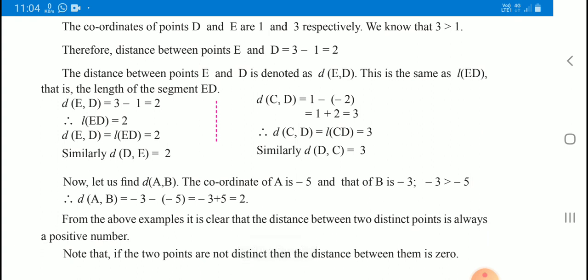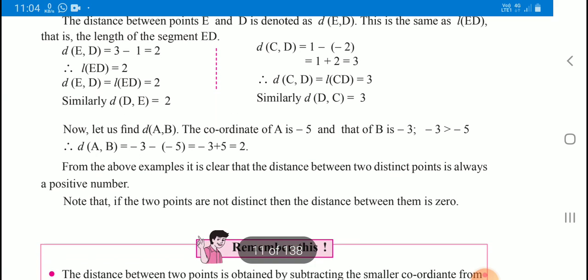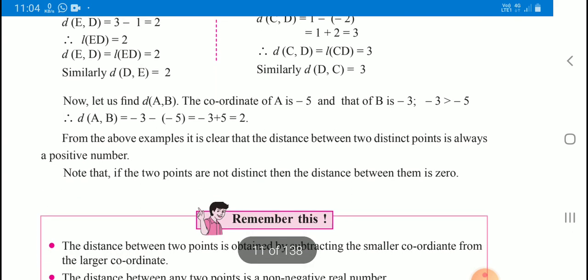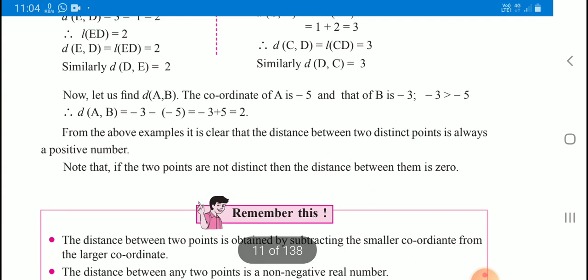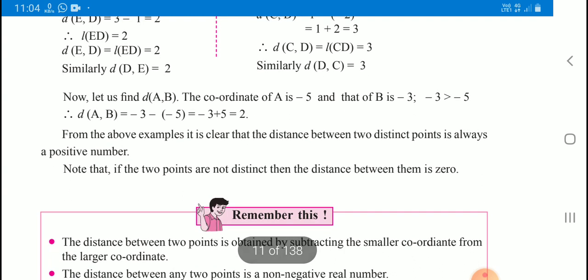Now let us find distance AB. The coordinate of A is negative 5 and that of B is negative 3. I explained to you that negative 3 is greater than negative 5. So the distance between the points A and B is equal to 2. From the above examples, it is clear that the distance between two distinct points is always a positive number. Keep in mind, the distance between any 2 points will always come as a positive number only.